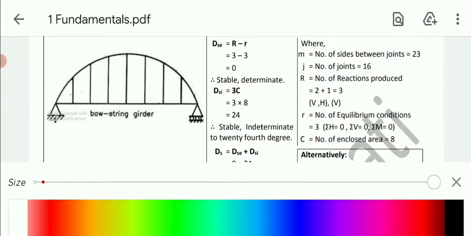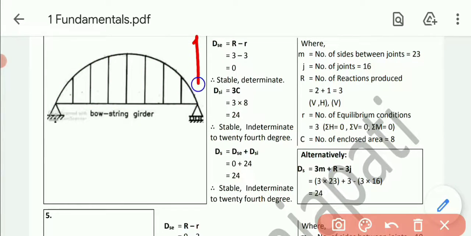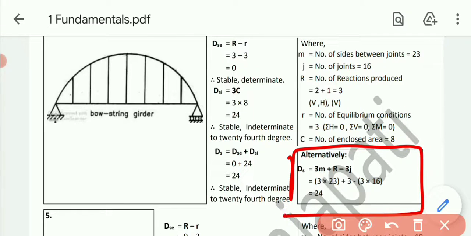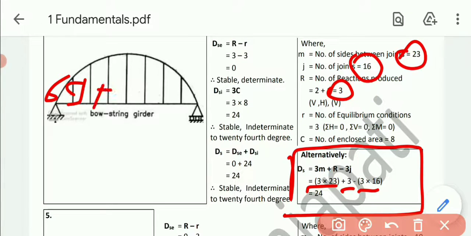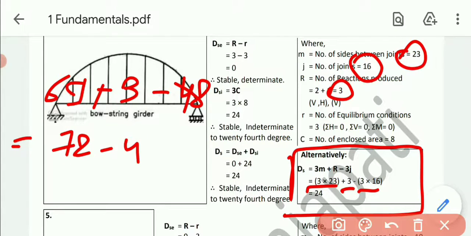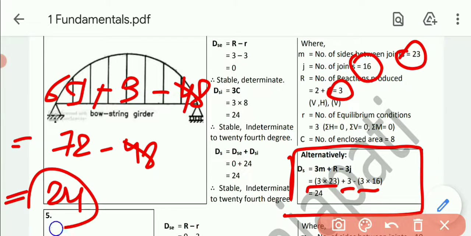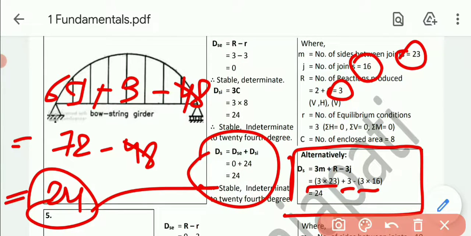Clear? So as we have got this one, finally DSE, we have already solved this. We are going to use the alternate formula. So 3 times m is 23, so 3 times 23 plus capital R, that is 3, minus 3 times j, joints stands for 16, minus 3 times 16. So 3 into 23, 69, plus 3 minus 3 into 16, that is 48. So 72 minus 48, answer comes 24. As you can see, we have already got that answer.